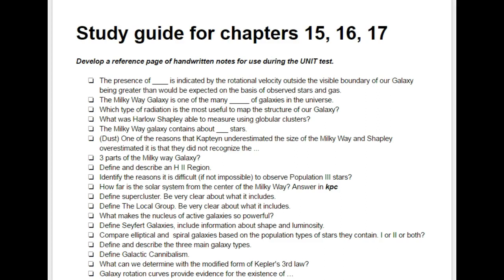What makes the nucleus of active galaxies so powerful? Well, that is going to be the massive black hole in the center. Define Seyfert galaxies. Include information about the shape and luminosity. Seyfert galaxies are spirals, and they have an abnormally luminous nucleus. It's very bright. The center is really bright. So again, look over your notes that you've taken about Seyfert galaxies.